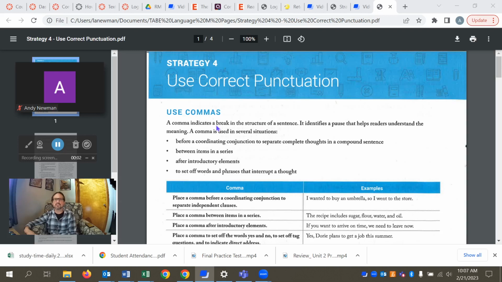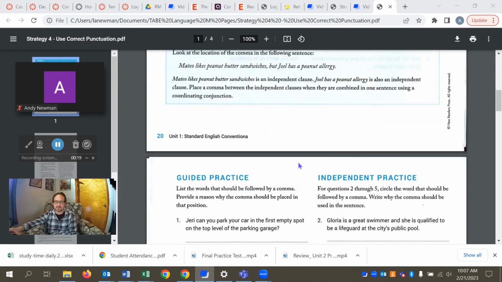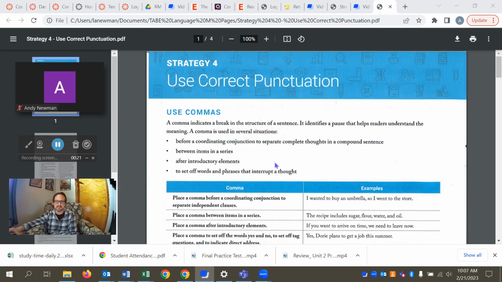All right, welcome back. We are on strategy 4 of TABE Language M. This one will be on punctuation, specifically today, commas. A lot of different uses for commas within sentences. And of course, make sure that you have your book with you. We're in TABE Language M, and today we're going to be starting on page 20.